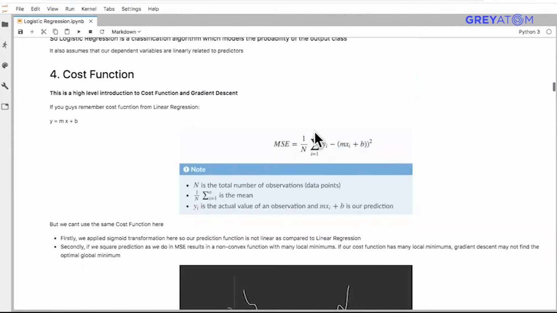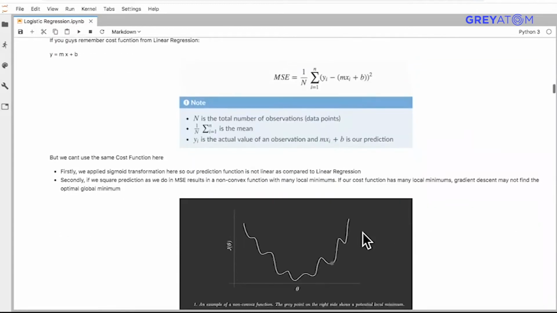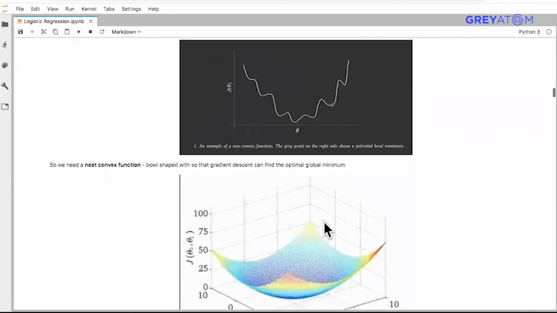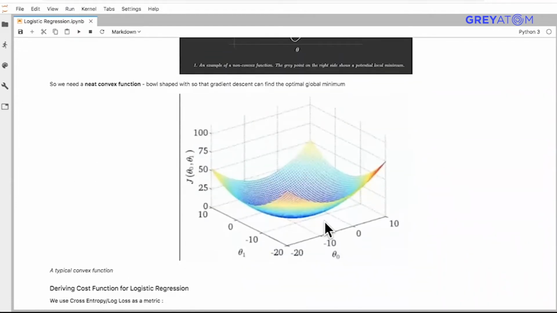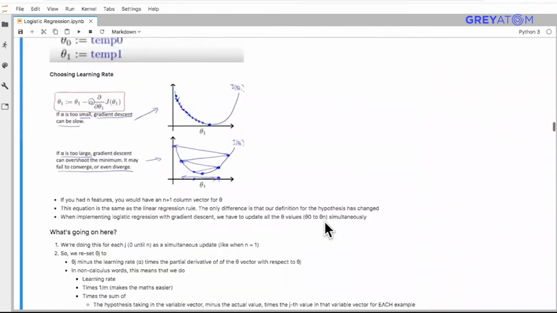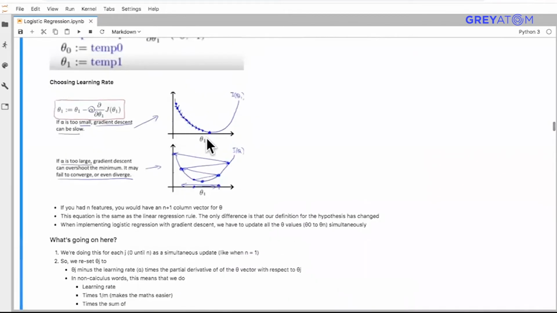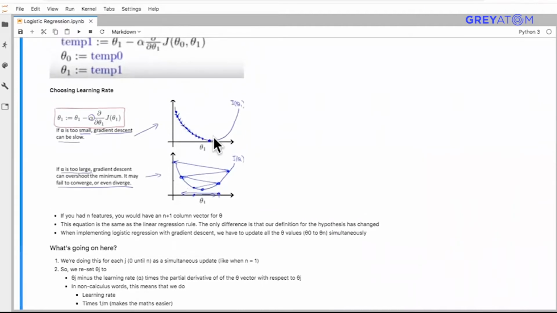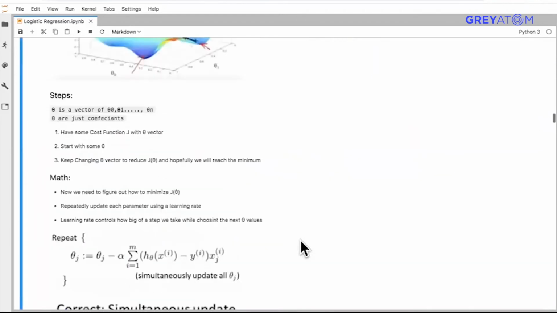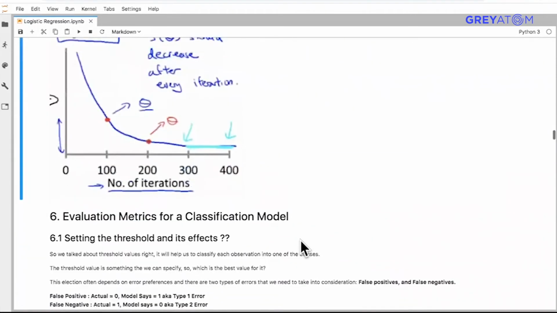That's the reason we were not using this equation to minimize the logistic regression, because we would end up in many local minimums. That's why we are using a neat convex function here. So we would never end up there. This is a very neat convex function. This is the minimum, like this is the minimum. We will always find a global minimum point in this kind of graph. We are not dealing with this kind of graph right now. So that's how it works.